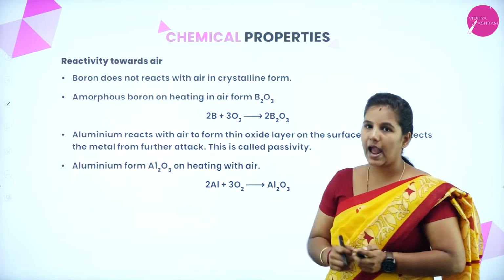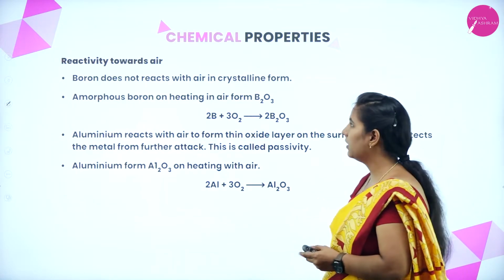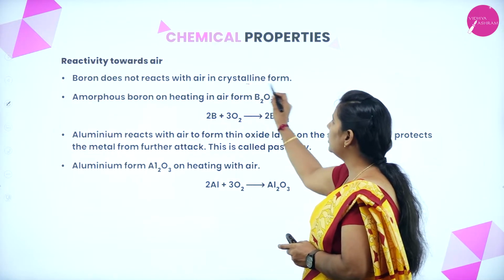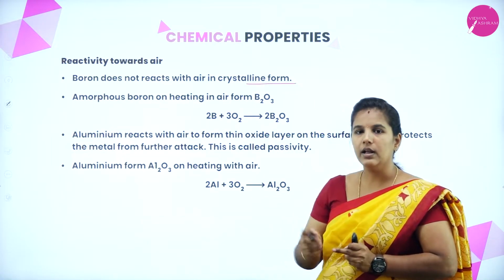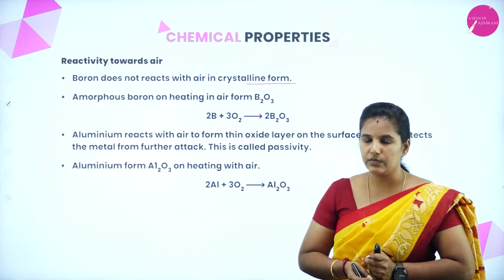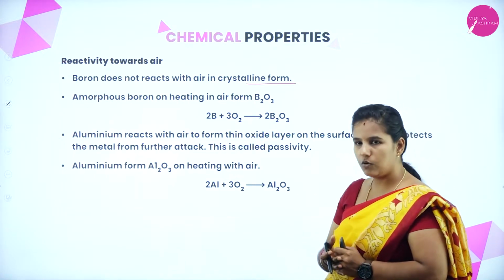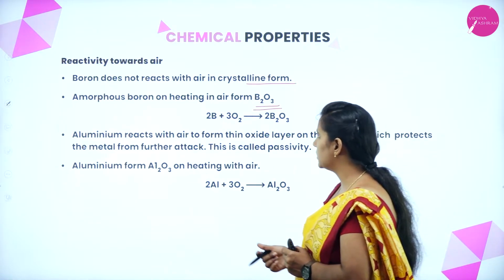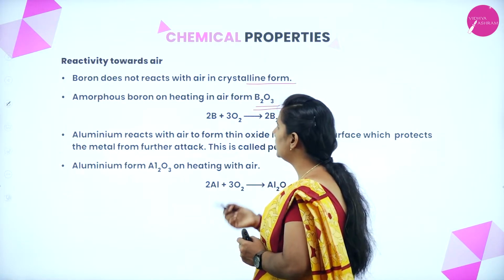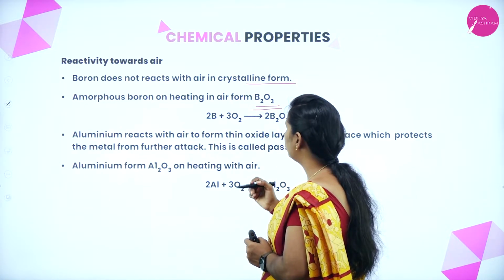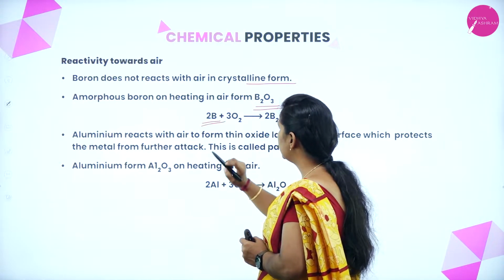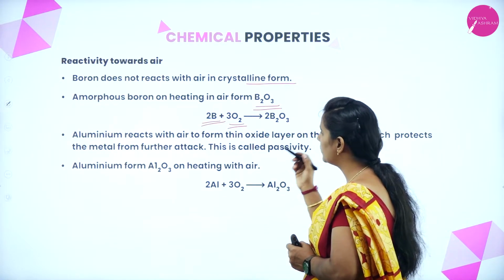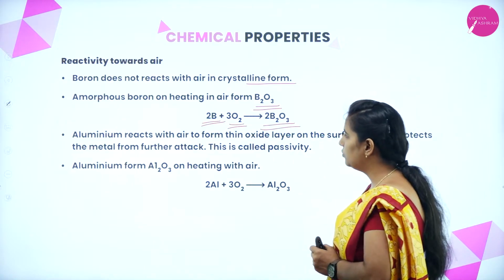Next, we have reactivity towards air. Boron, if it is in a crystalline form, does not react with air. But the amorphous form can react with air. Thereby it forms B2O3. Amorphous boron upon heating in air forms B2O3. So you can see that boron in amorphous form, when it reacts with atmospheric oxygen, forms B2O3.